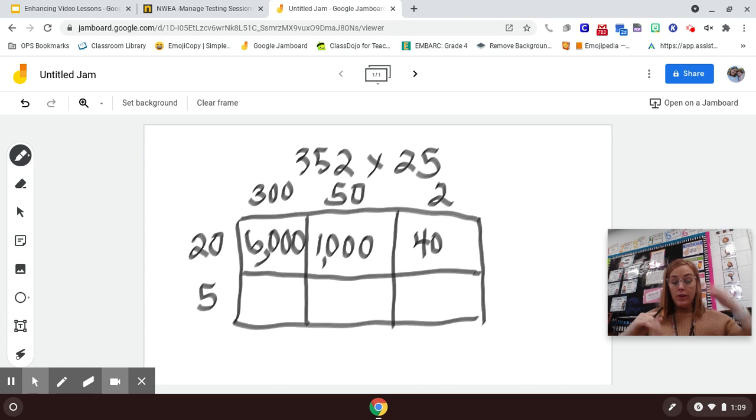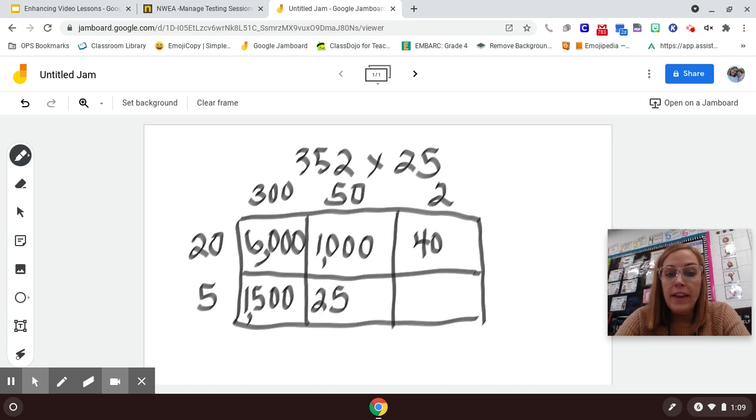Now we're just going to move down and do the 3 boxes on the bottom. So I'm going to do the same thing. 300 times 5. I know 3 times 5 is 15, and I have 2 zeros that I have to bring back. If I look at 5 times 50 and I pretend that 0's gone, I know 5 times 5 is 25, and then I have to bring that 0 back. And last but not least, if I do 2 times 5, that's pretty easy, right? I know that's 10. So now look, my area model is all filled in, and all I have to do now is add all of my partial products together.